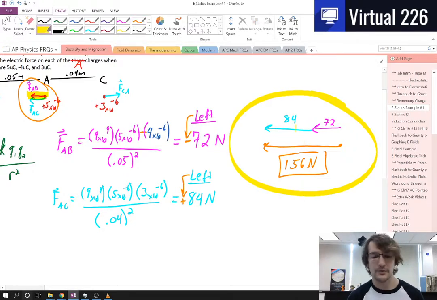So that was part 1 of our example. In our second part, we're going to take these exact same charges at the exact same distances, but we're going to rearrange them into a triangle and see how this changes up a little bit.